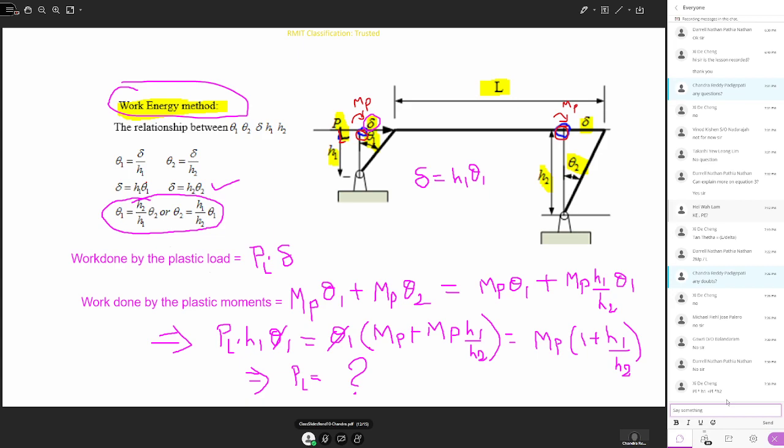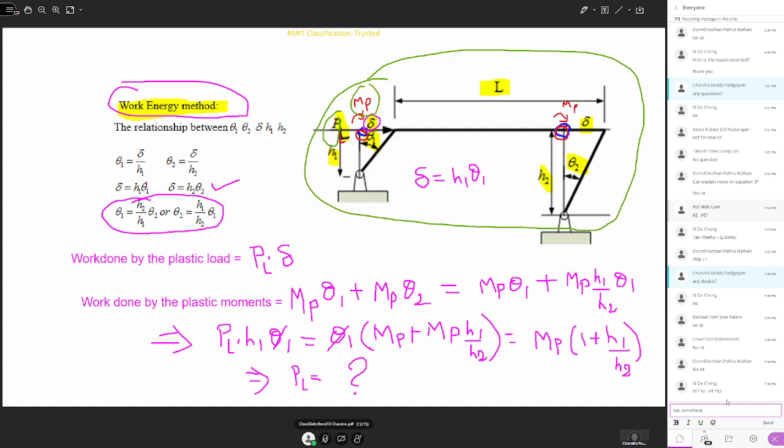So this will be your collapse mechanism. You need to show your collapse mechanism also. You need to show clearly the PL, the delta, the theta1, theta2, then the plastic hinges and the plastic moments, the MP. When you do your assignment questions, the sketch must be clear and you need to show everything, and all the steps must be written systematically. Any missing steps, the marks will be deducted.